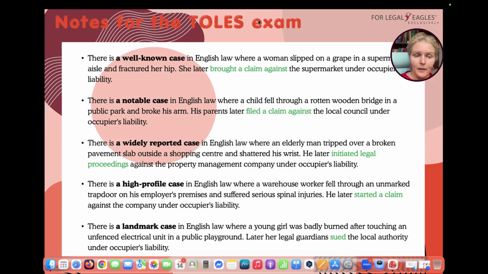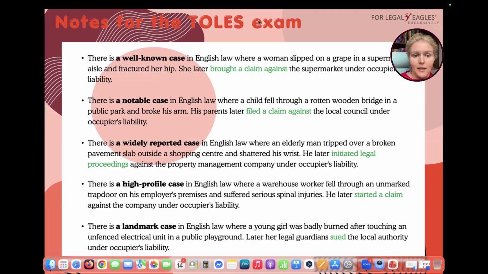Let's go. There is a well-known case in English law where a woman slipped on a grape in a supermarket. Can you imagine? A tiny little grape, and fractured her hip. She later brought a claim against the supermarket under Occupier's Liability.